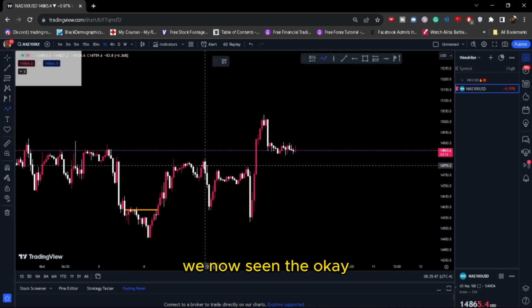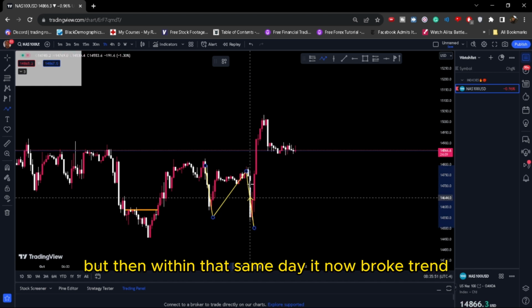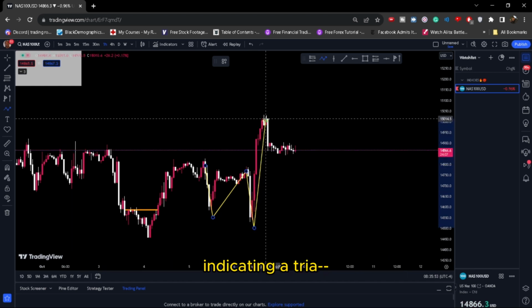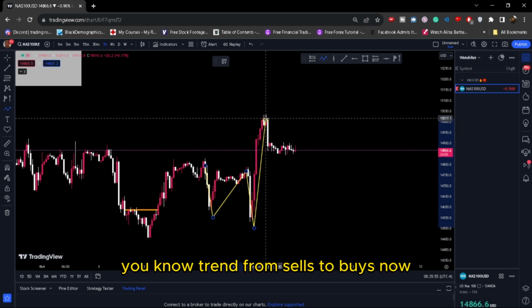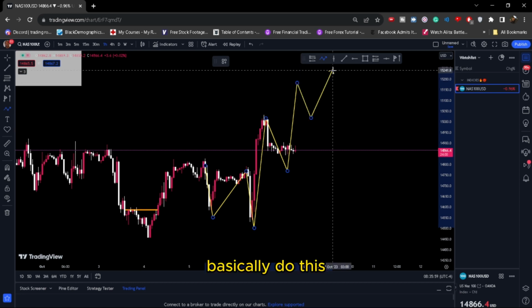we now see that, okay, it gave you a solid sell, but then within that same day, it broke trend, indicating a change in trend from sells to buys now. And now we're expecting price to basically do this.